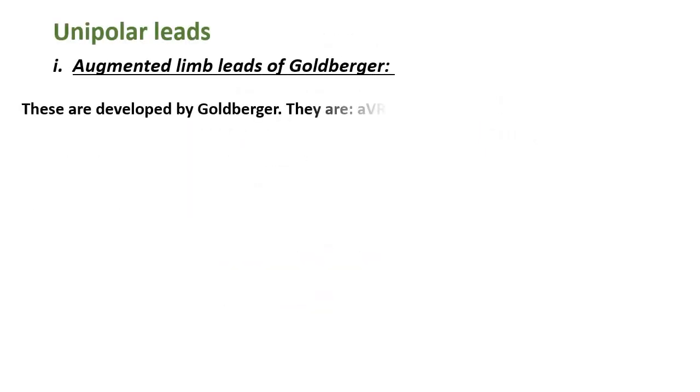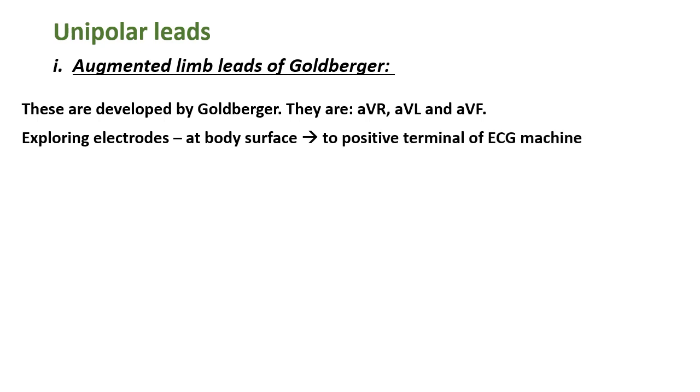First, the augmented limb leads of Goldberger. Since the true voltage is relatively weak, it is augmented to be on par with the other leads, hence the name augmented. These were developed by Goldberger. They are AVR, AVL and AVF. Here A stands for augmented and V stands for voltage or vector. Exploring electrodes are placed at the body surface and connected to the positive terminal of the ECG machine, and the remaining two electrodes are used as reference electrodes.